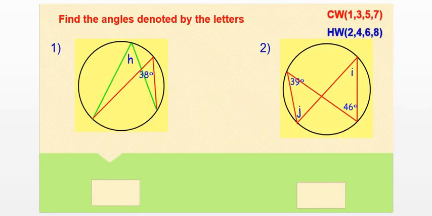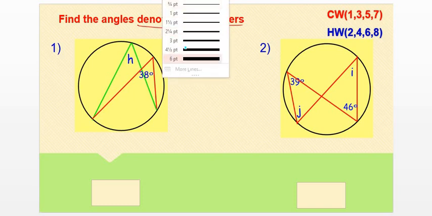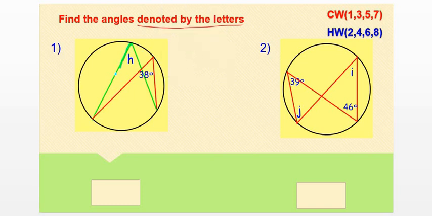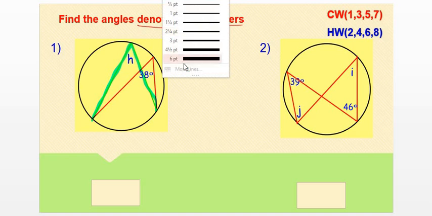The questions are very easy. For example, here they are saying find the angles denoted by the letters. So here they want us to find the value of this angle H. So first of all, I will see this angle H. Where does it stand, or which arc subtends this angle? So clearly this angle is subtended by this arc.